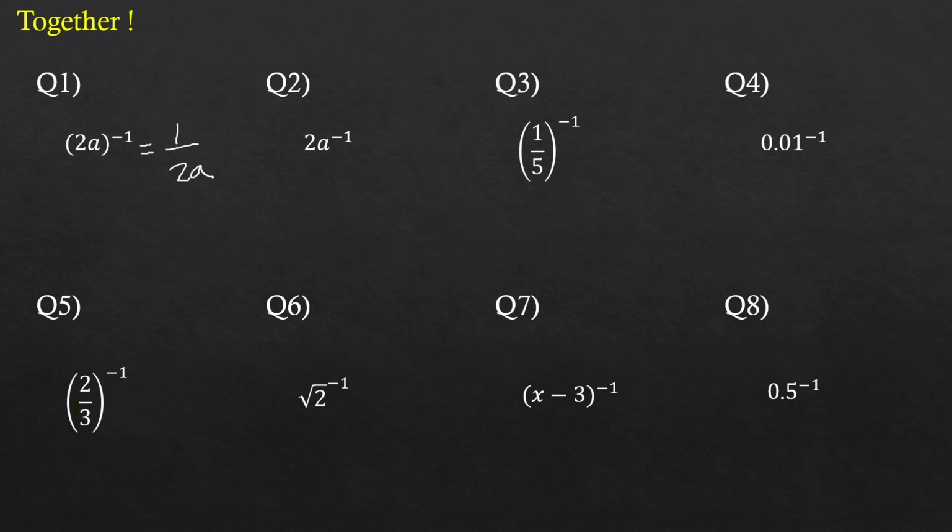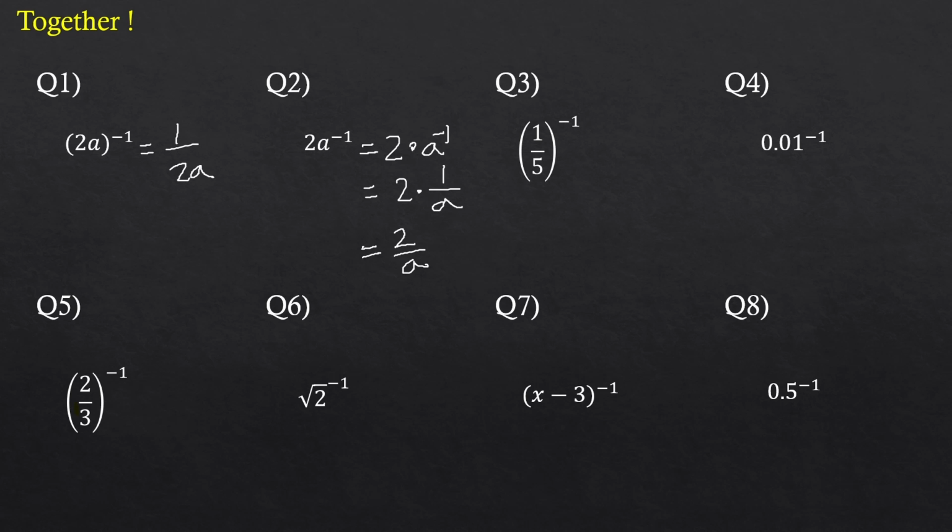But how about question 2? You see there's a difference. This 2a to the power of negative 1 doesn't have a bracket. And you know what that means? If there's no bracket, that negative 1 is only applied to a. So this is actually 2 times a to the negative 1. So that is 2 times 1 over a. I'm just going to use dots as a multiplication symbol, okay? And this will also mean 2 over a, right?